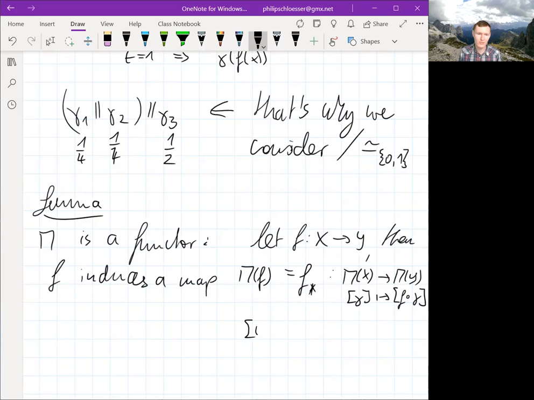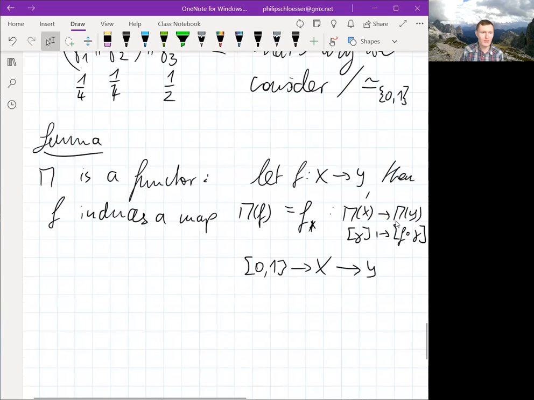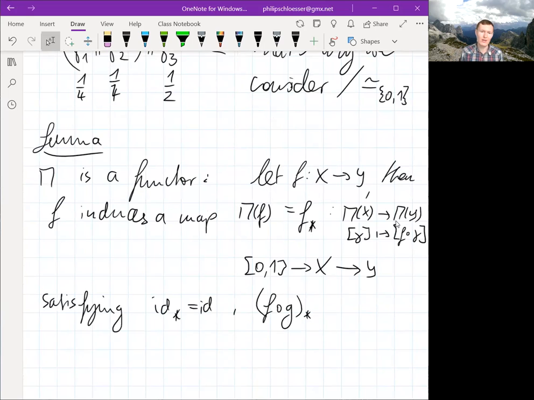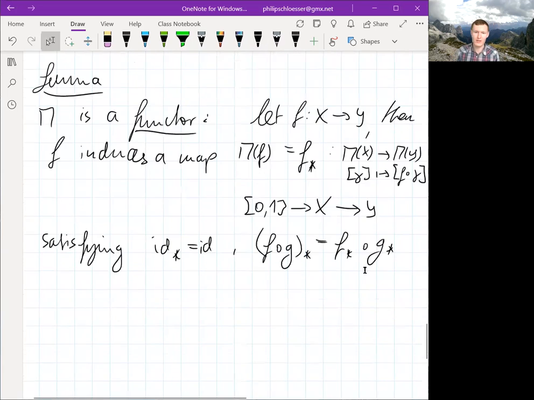So you have a curve in x, and then you just map it to y, satisfying, well, the push forward of the identity is just the identity, and the push forward of a composition is the composition of the push forwards. So yeah, pi is a functor.